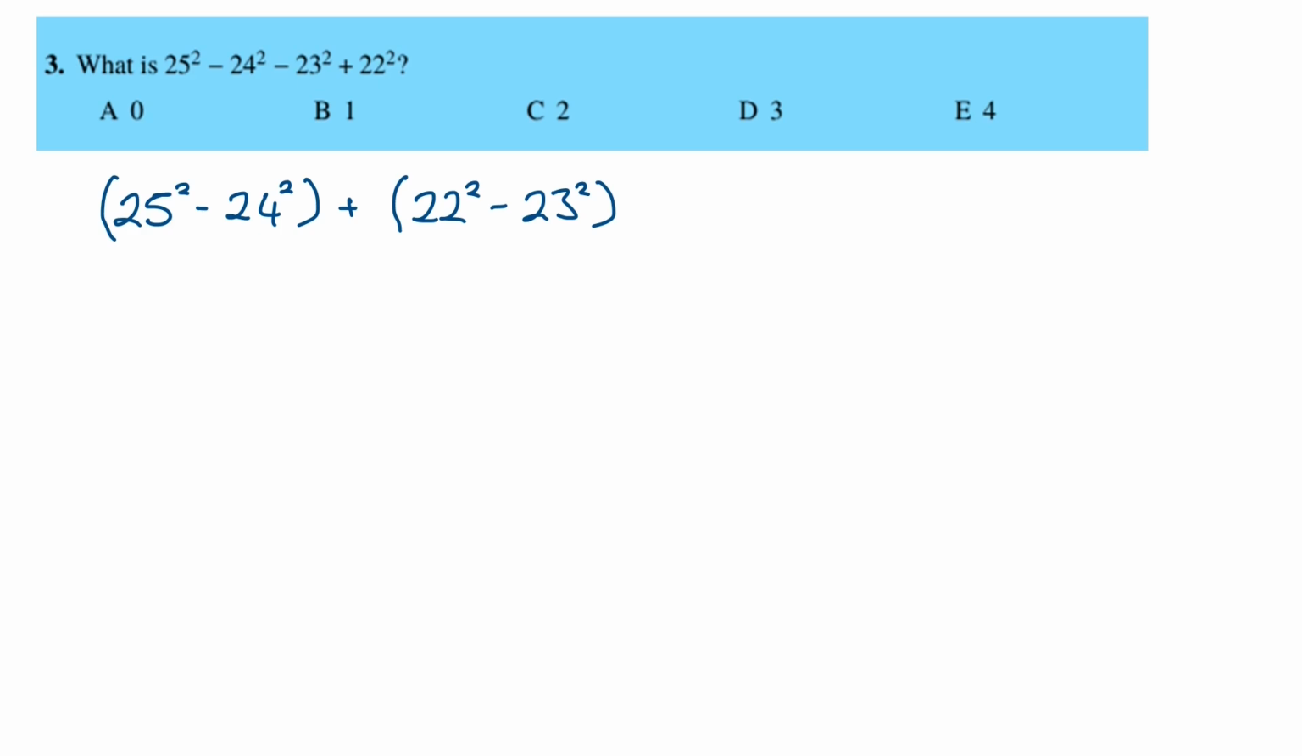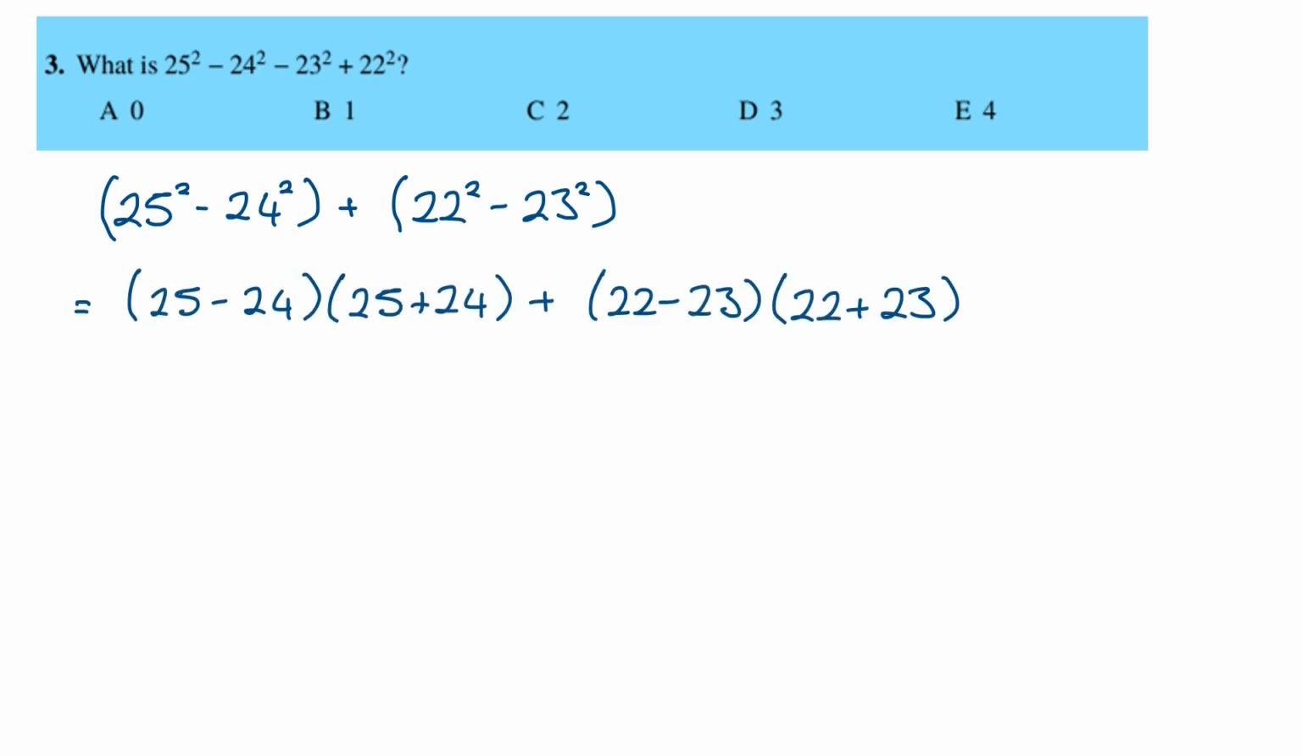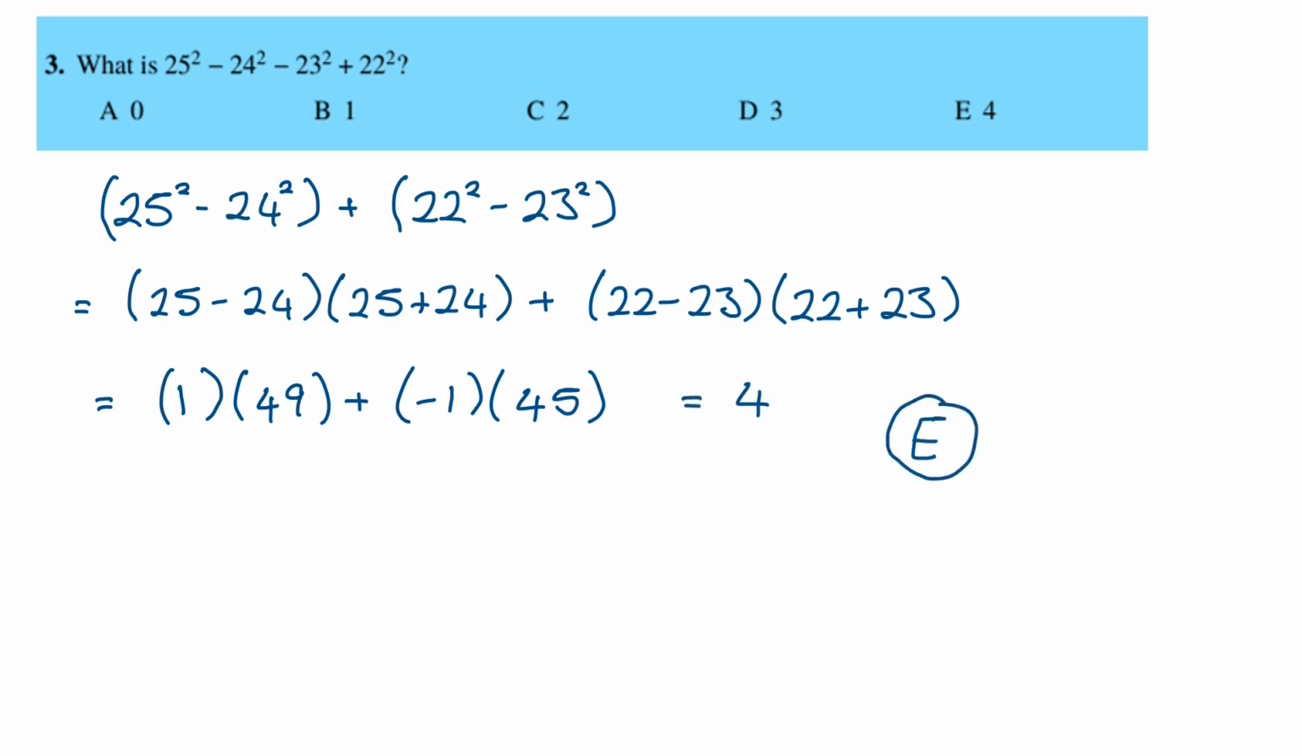And without going any further, I know I've got the difference. I'm taking away 2 numbers that are 1 apart, so that's going to make me feel quite good about doing this for a non-calculator paper. So do my maths. You can see I've got 25 minus 24 and 22 minus 23, so that's going to be 1 and minus 1. Numbers in between are 49 and 45. I can do that. 49 minus 45 is 4. 4 is up there. Answer E. Excellent. Next question.